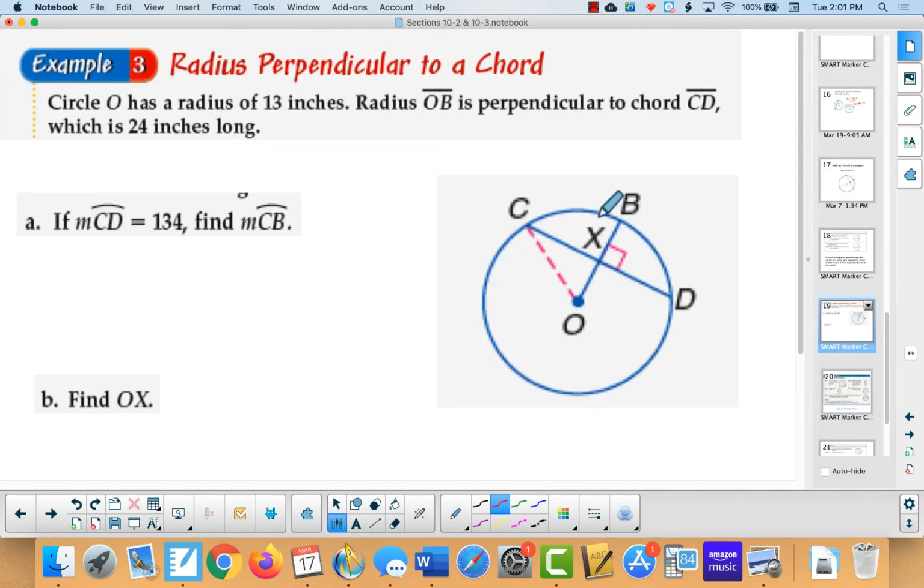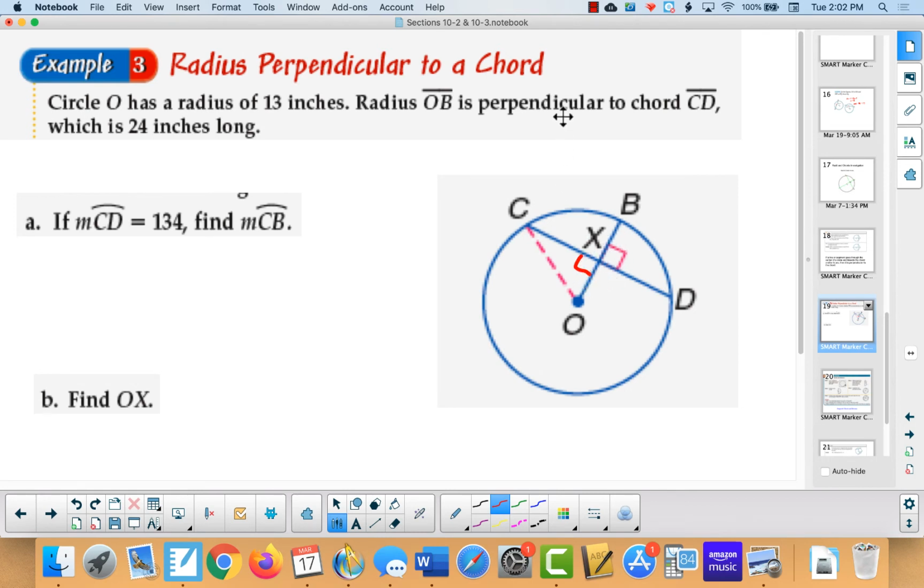So here, we know that circle O has a radius of 13 inches. Now OB is a radius. In problems like this that you work in your classwork, OC will not be drawn in here. That will be something that you need to do. And you need to recognize that OC is a radius and is also the hypotenuse of triangle OXC. And right here, triangle OXC is a right triangle. We know this because they tell us that radius OB is perpendicular to chord CD. And so all four of these are right angles.